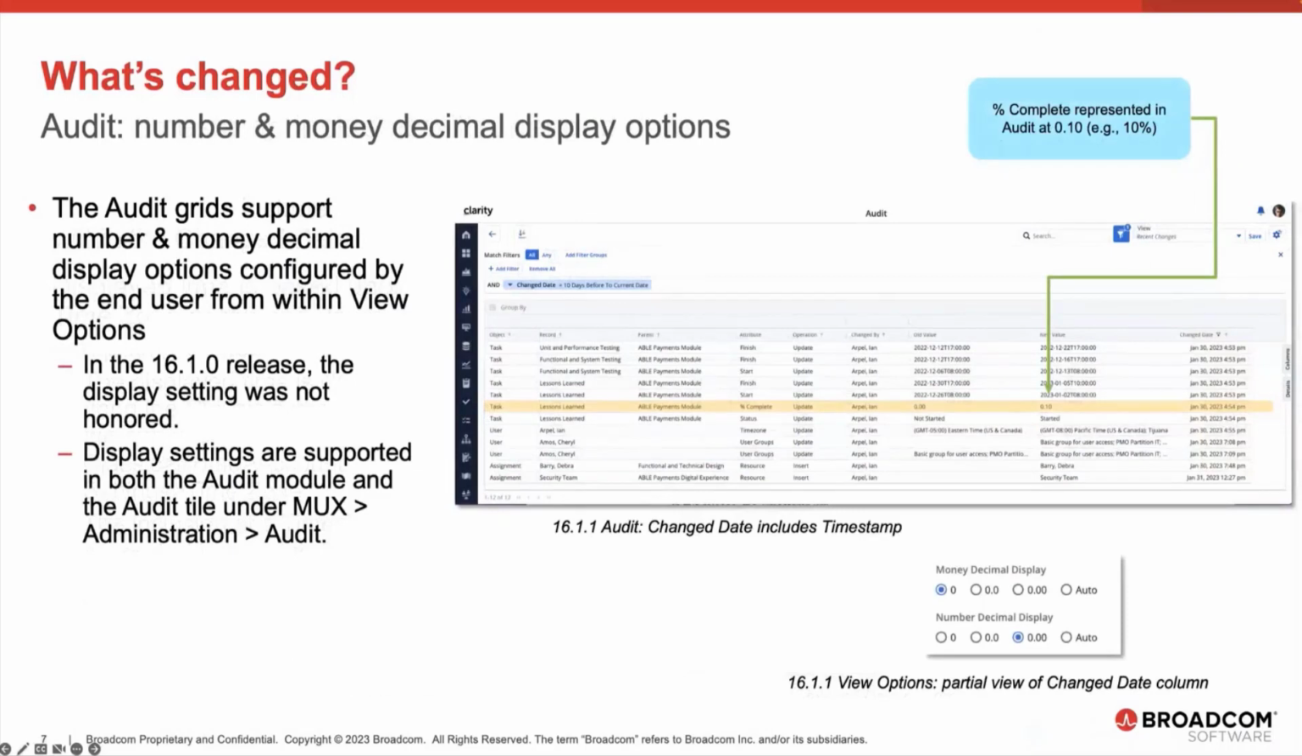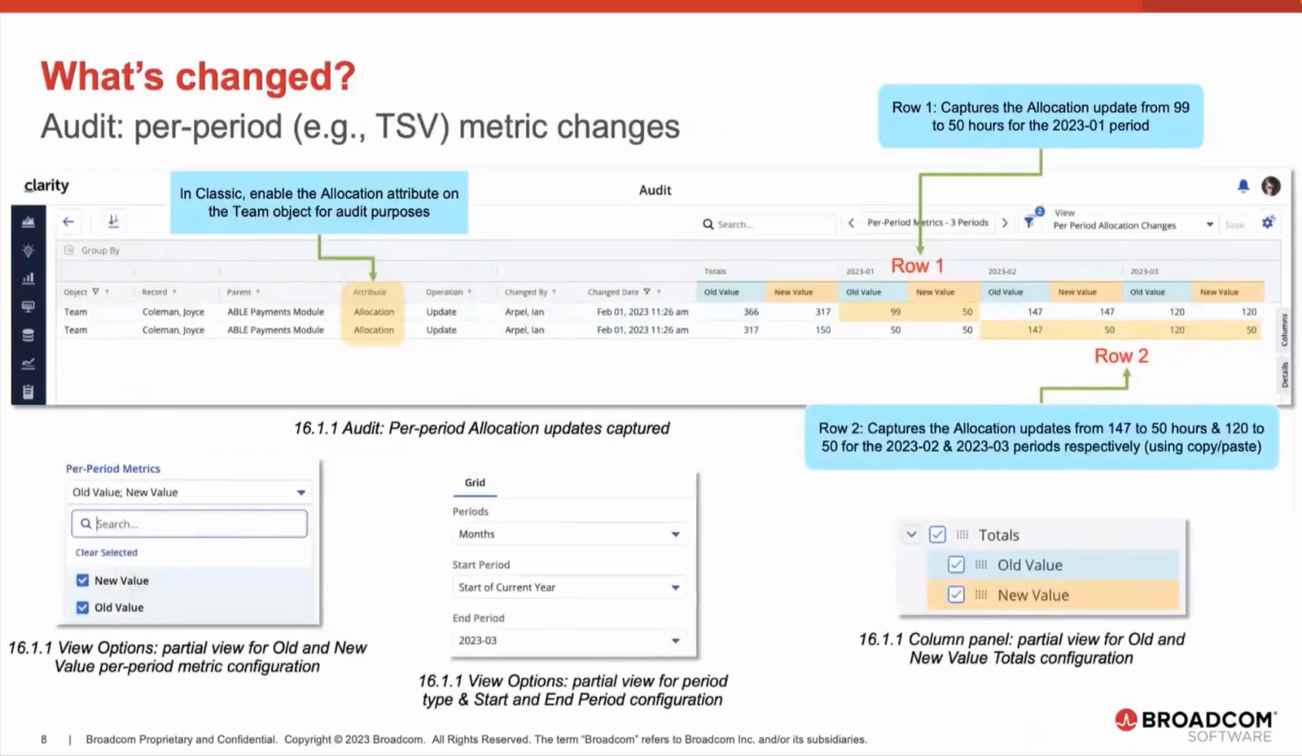As you know, the Clarity configurable grids support number and money decimal display options that are configured by an end user from within the view options pane and often used and saved as part of a view. In the last release, the display setting was not honored from an audit perspective. With this release, the display settings are now supported in both the audit module and the audit tile under modern UX administration. The image on this page shows a very simple example of displaying an investment's percent complete change from 0 to 10%.